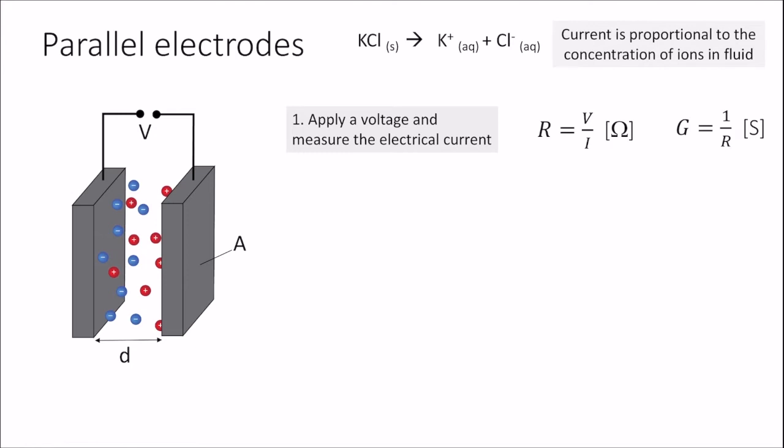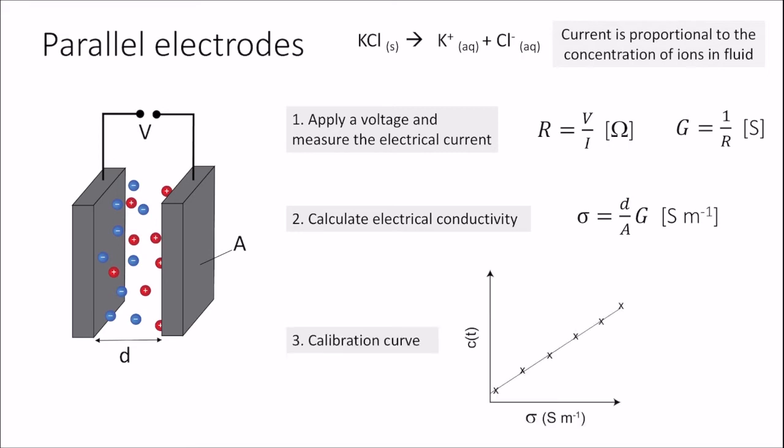fluid. Therefore, if we can measure the electrical conductivity of the fluid after adding known amounts of potassium chloride tracer, we can construct a calibration curve, which will enable us to determine the concentration of tracer just by measuring the electrical conductivity of the fluid in the reactor. So now we have seen what kind of tracers we're going to use, and we have seen how to measure these tracers and quantify the concentration of tracers in the reactors over time.